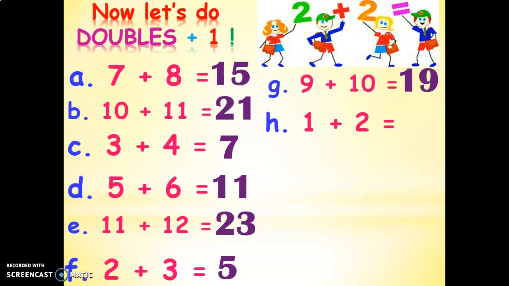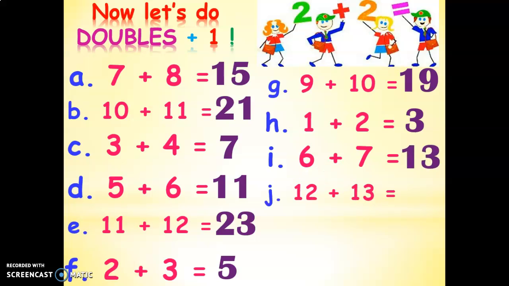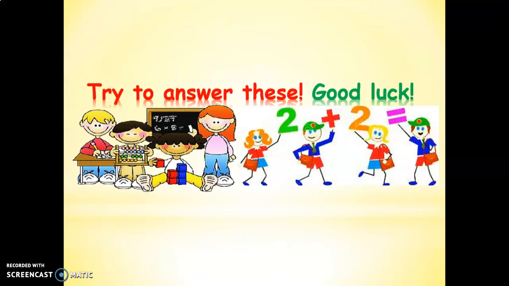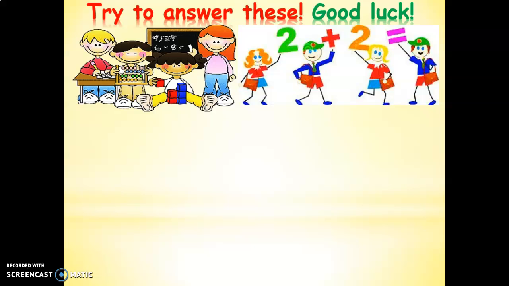1 plus 2 equals 3. 6 plus 7, the answer is 13. We have 12 plus 13, the answer is 25. 4 plus 5, the answer is 9. And the last one, 8 plus 9, the answer is 17. And let's have one more practice. Try to answer this. Let's have a few more numbers.